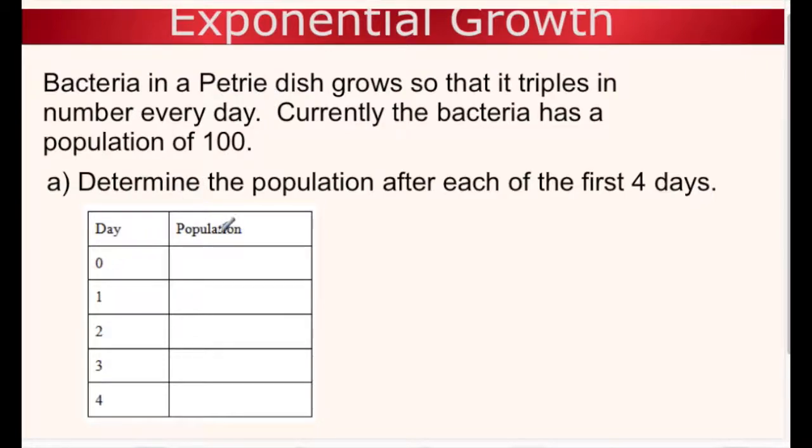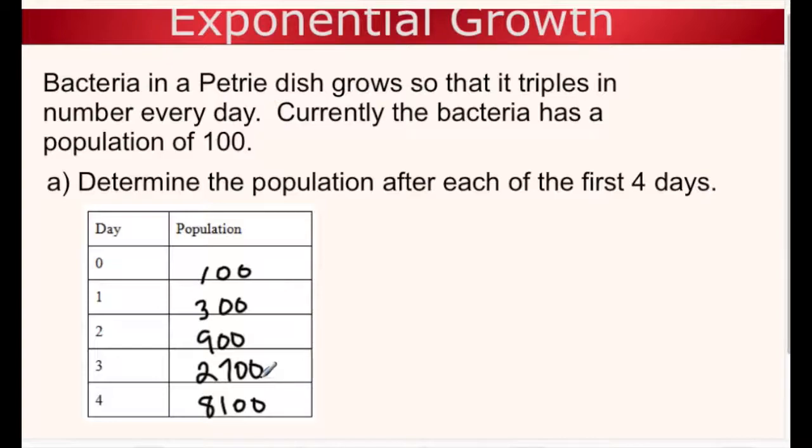So at day 0, we're talking about the beginning. We got 100 bacteria in the dish. At day 1, it's tripled, so we've got 300. At day 2, that's been tripled, so we're at 900. Day 3, that's been tripled, we're talking about 2,700. And if that's tripled, on day 4, we're talking about 8,100. Okay, so that's the table.